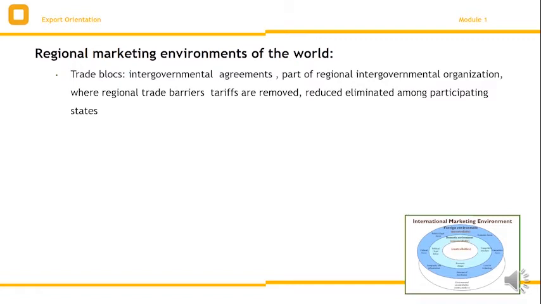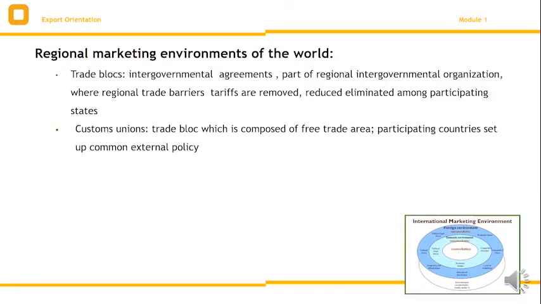So certain member countries will come together and agree that they are going to reduce tariffs or they're going to remove them completely when they are trading with one another in order to encourage trade amongst the member states. Member states will also incur certain benefits as a result of being in a trade bloc. So we have two types of examples of a trade bloc. One of them is a customs union. This is going to be a trade bloc that is going to be composed of a free trade area amongst the member countries or states.